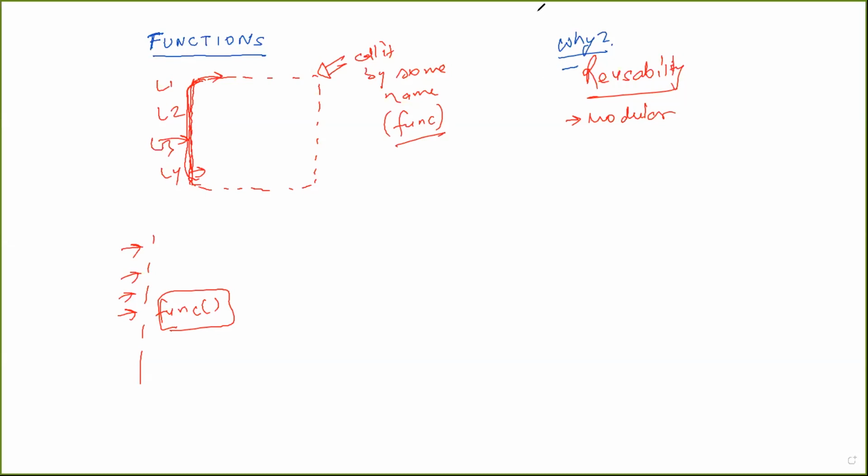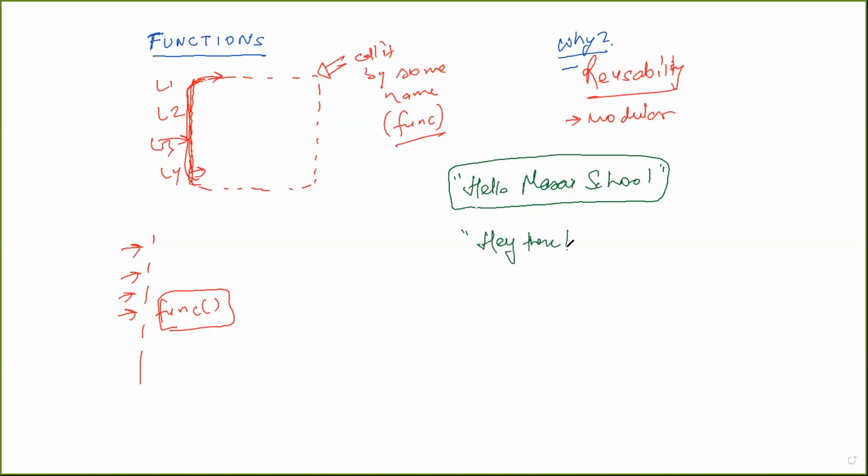I'll soon show you exactly what I mean, how we can use it, and what exactly is its use in programming. But let's conceptually understand it. Suppose you want to print hello Masai School, and in the next line, hey there. We want to print these 2 lines, and these 2 things are going to be present many times in your code. So why not name this particular piece of code.